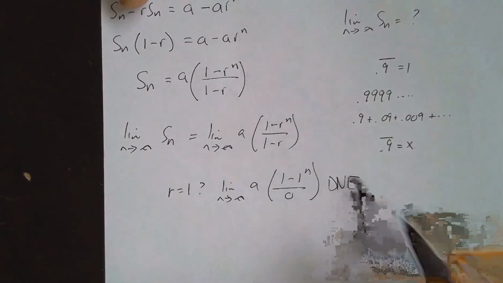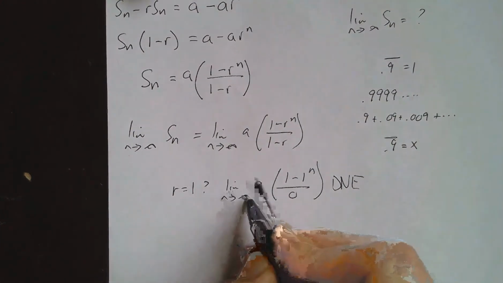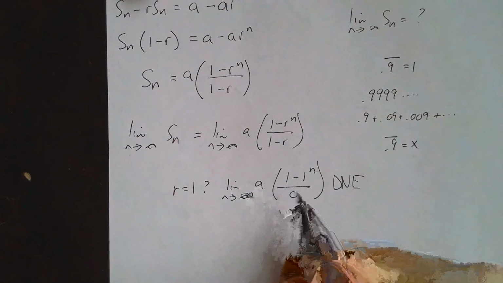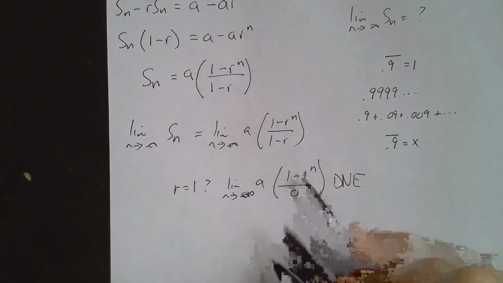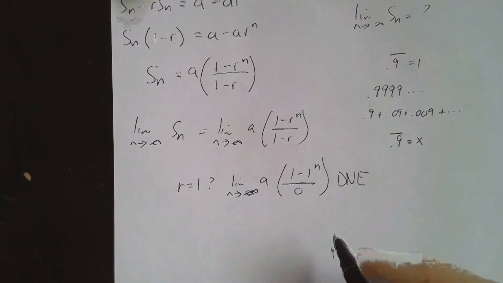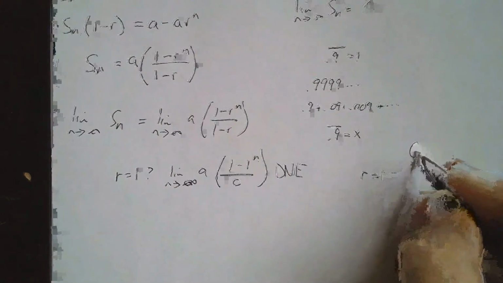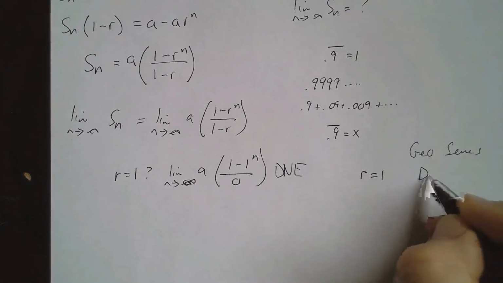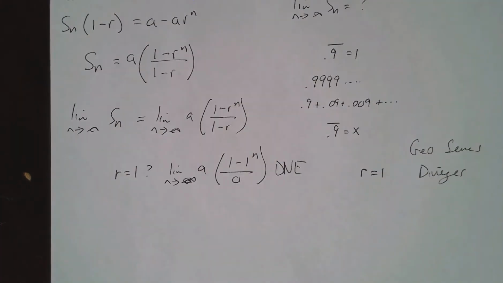This limit is not even possible to consider, because I can't take the limit. Again, it's not me trying to plug in infinity and forcing the denominator to 0. No, I'm plugging in 1 for r, and mathematically this thing is undefined. So the limit doesn't exist, which means that this thing can't actually be a value. So if we were looking at r being equal to 1, we would say the geometric series diverges.